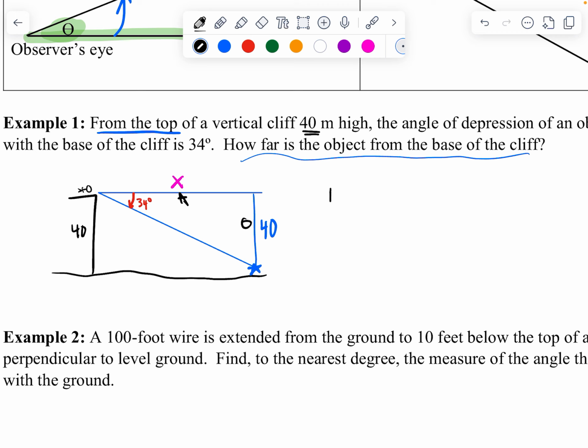This is exactly what we did in the previous lesson on using trig ratios to solve. Tangent of 34 degrees equals the opposite over adjacent. Then it's just a matter of solving for x. So I'm going to multiply by x and divide by tangent of 34 degrees.